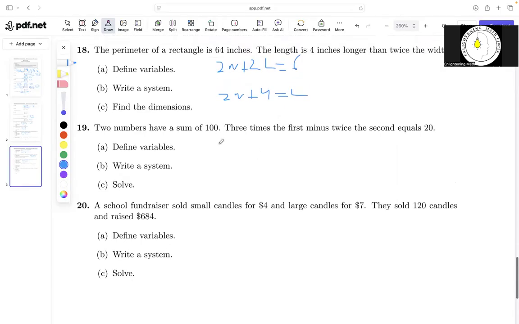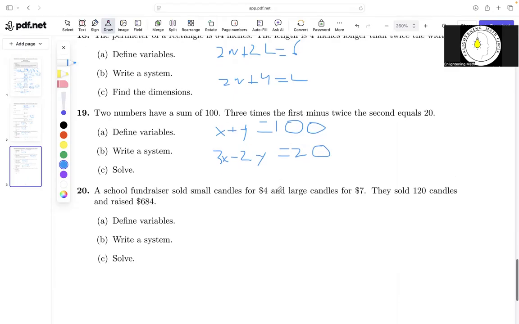Once again, two numbers have a sum of 100. Let's just use X plus Y. X plus Y equals 100, and then 3 times the first number minus twice the second is equal to 20. So 3x minus 2y equals 20.